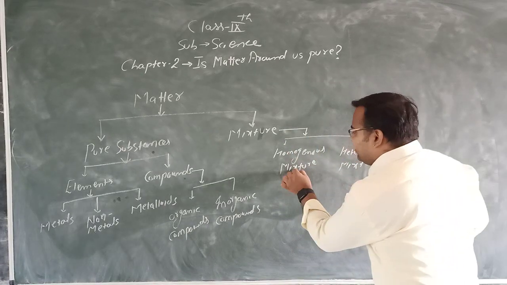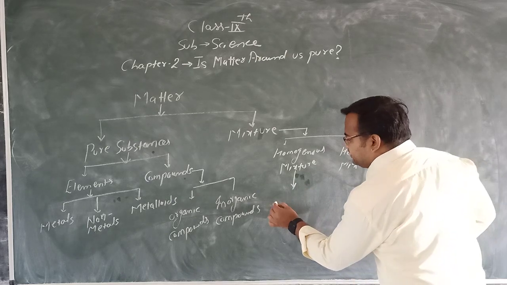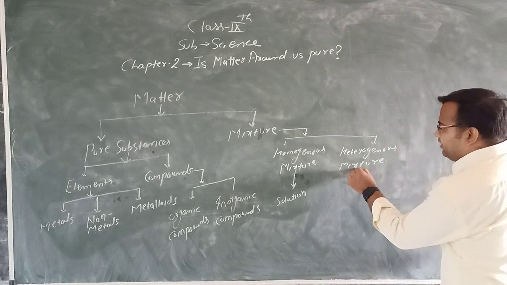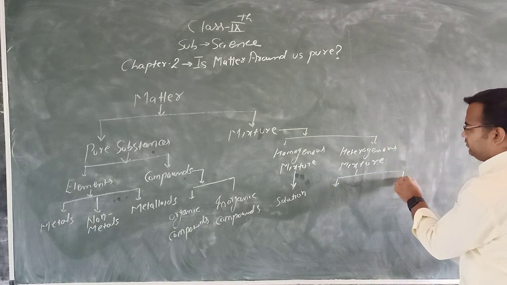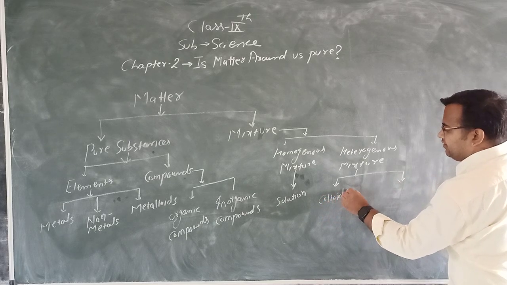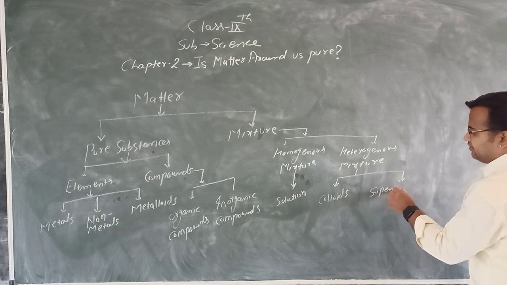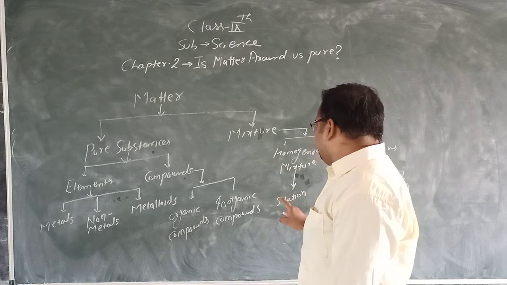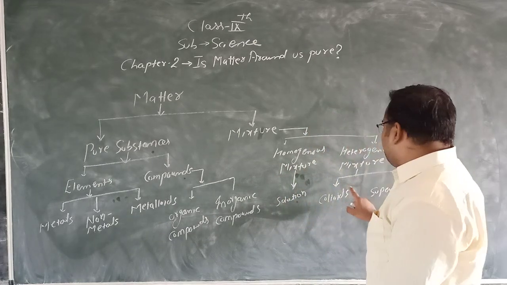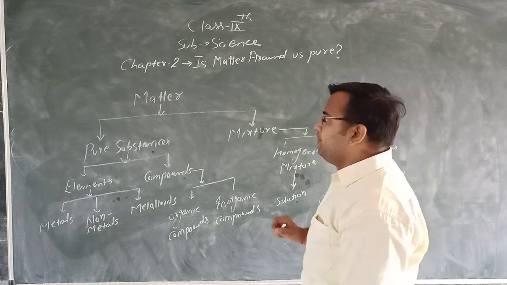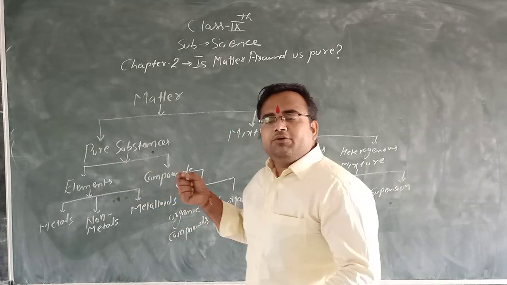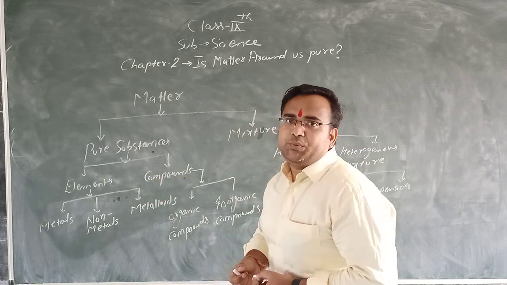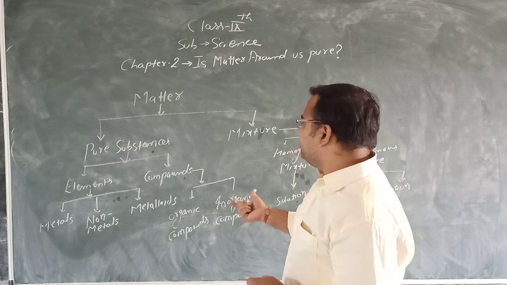Now for homogeneous mixture, we can take the example of solution. Heterogeneous mixture is classified into colloids and suspension. Clear? Now we discuss some more information about the elements and compounds. So you can take the snapshot of this.